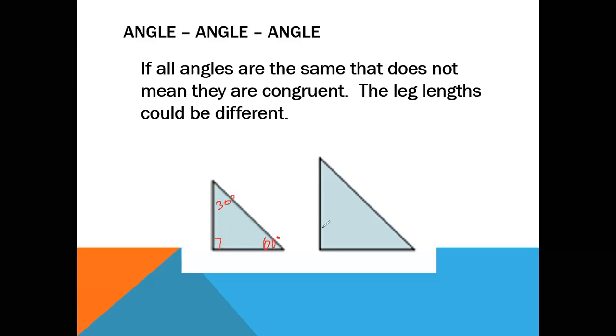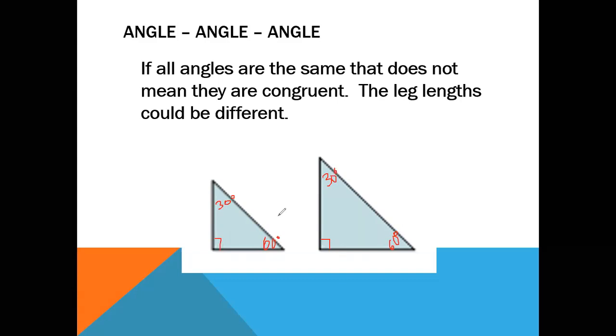Well, I could say the same thing over here. I could say that's a right angle. I could say that's a 30-degree angle. And I could say this is a 60-degree angle. So I have angle, angle, angle. All right, all the angles match. Are these two triangles congruent?